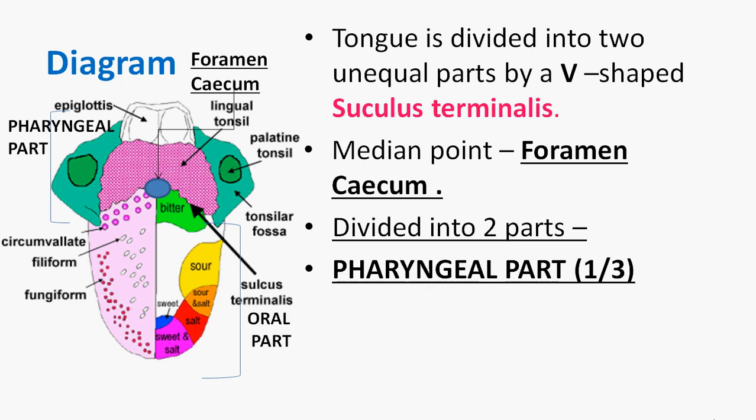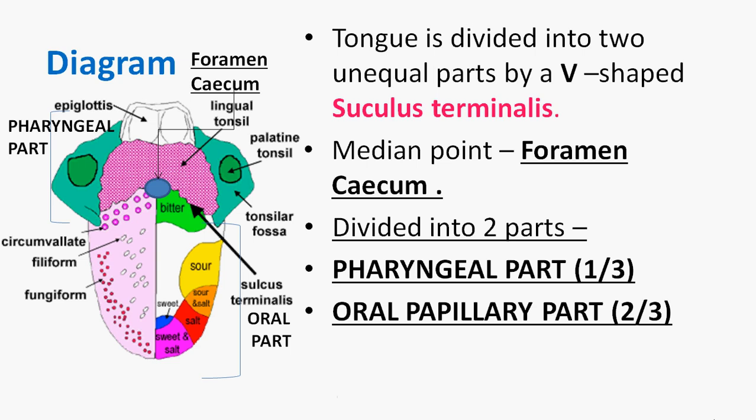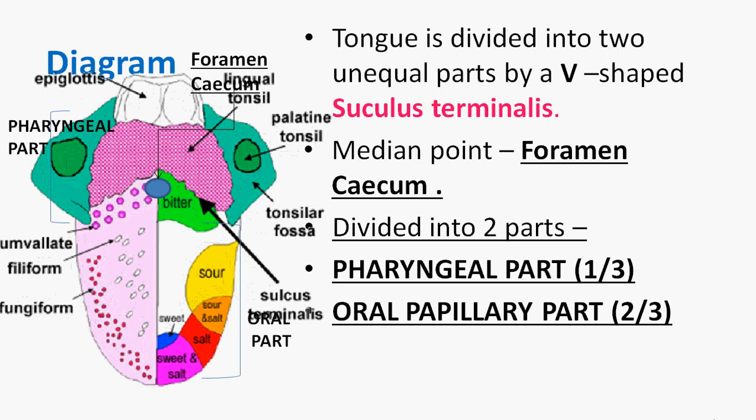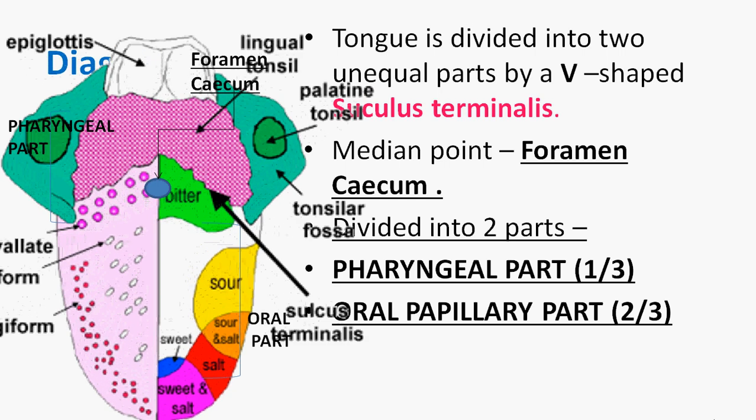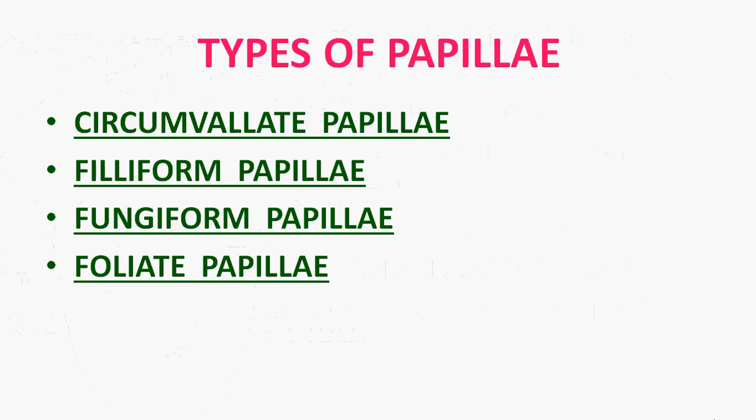First is the pharyngeal part. It forms 1/3 portion of the tongue and the next is the oral papillary part which forms 2/3 portion of the tongue. In the diagram also you can see that from the top to the greenish blue color, that is your pharyngeal part and below that it is the oral papillary part.